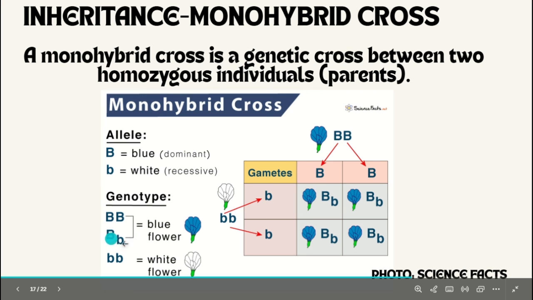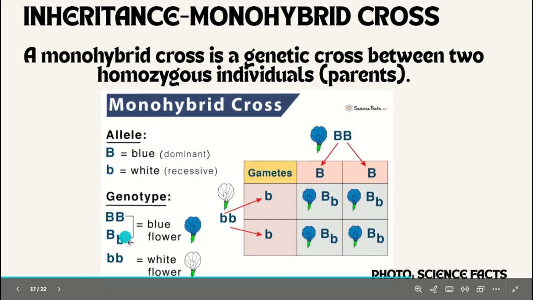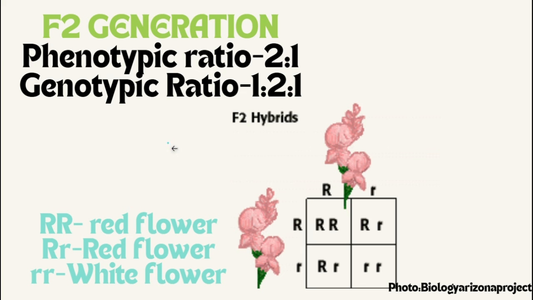As you can see, this is the genotype. It means that all of these flowers have the trait for white flowers, but it's not expressed because the dominant one overpowers it. So I get 100% blue flowers, and for the genotype, you will get 100% big B, little b, and for the phenotype, 100% blue flowers.